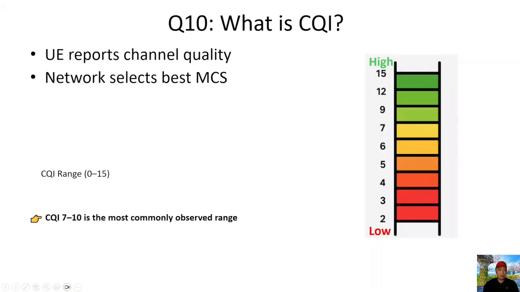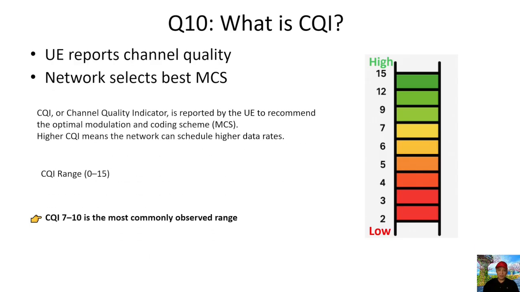Question 10. What is CQI? CQI, or Channel Quality Indicator, is reported by the UE to recommend the optimal modulation and coding scheme. Higher CQI means the network can schedule higher data rates.